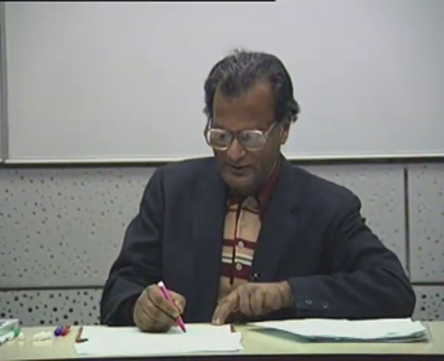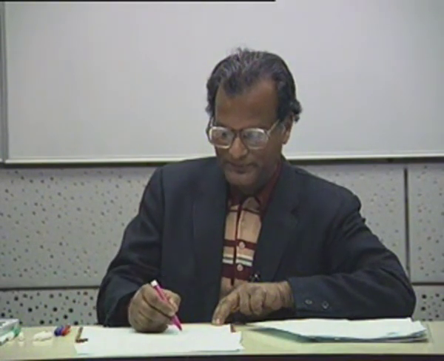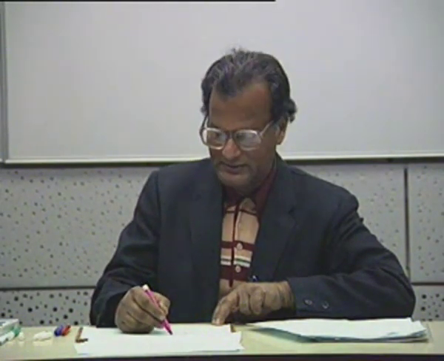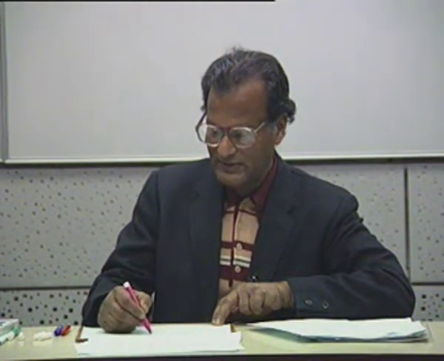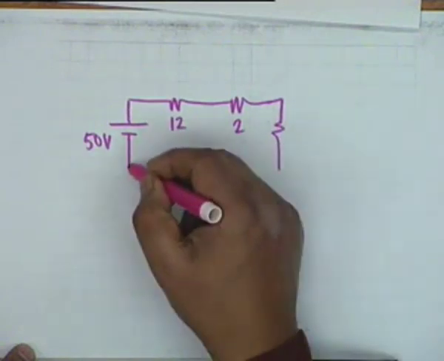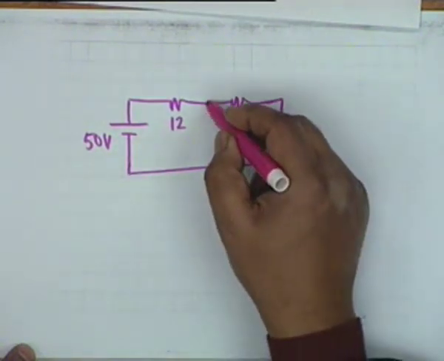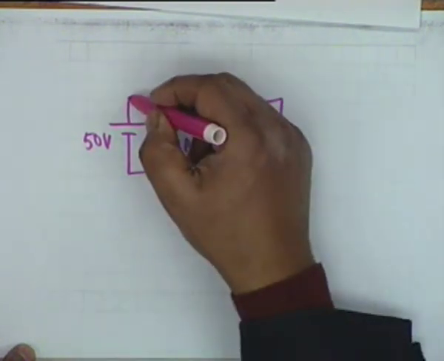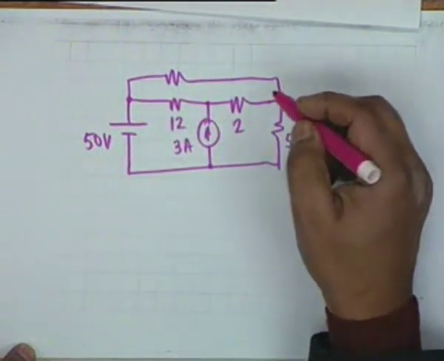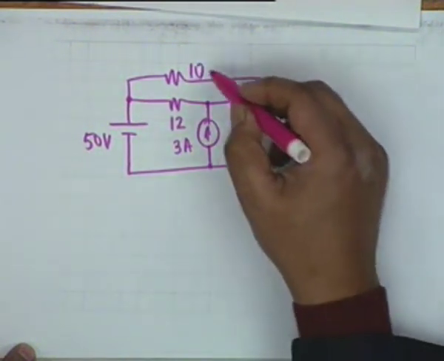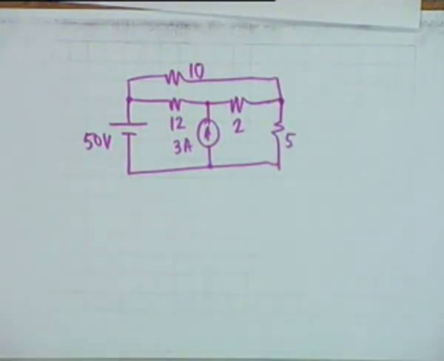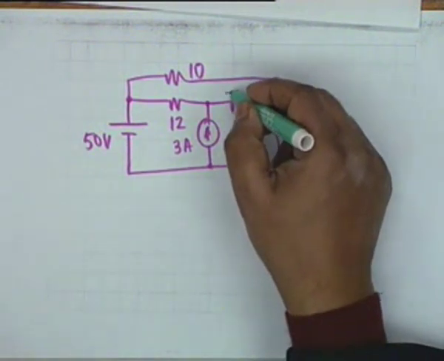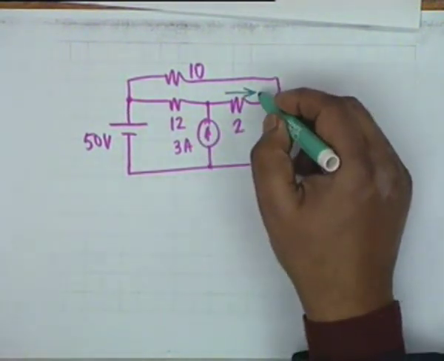The circuit is the following. We have a 50 volt source along with two resistances, 12 ohm and 2 ohms, a third resistance 5 ohm, and a current generator of 3 amperes here. Then there is another resistance here of value 10 ohms. This is my circuit. And to make things a bit more complicated, to make it look really complex, let's find out the current through these 2 ohms. And let's call this current as I.